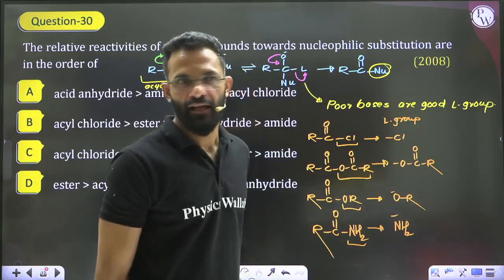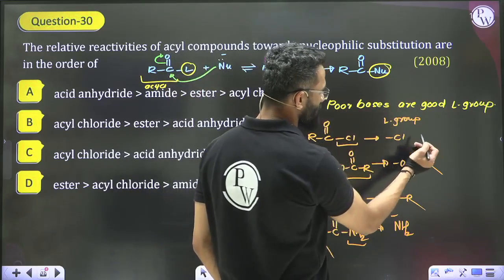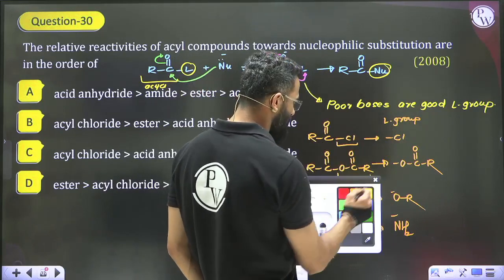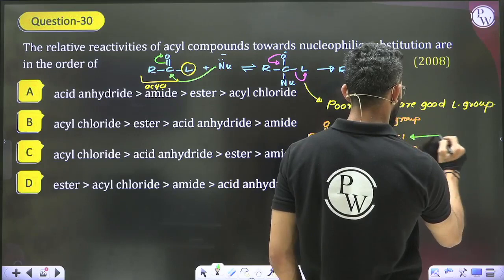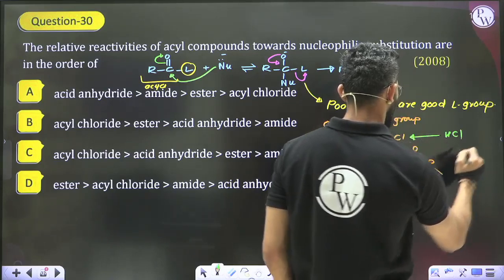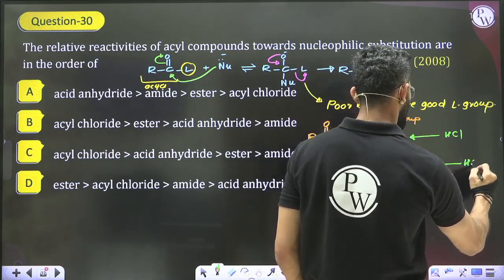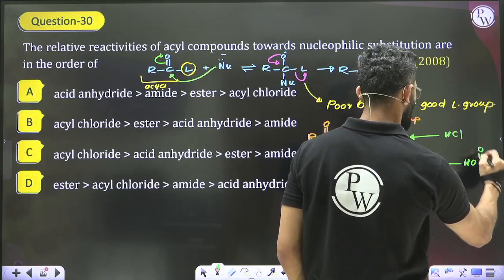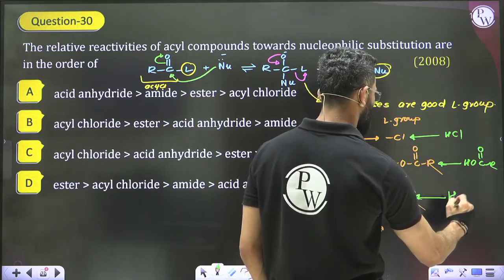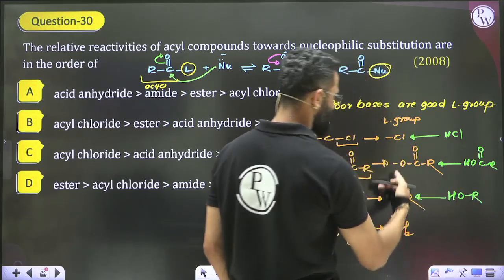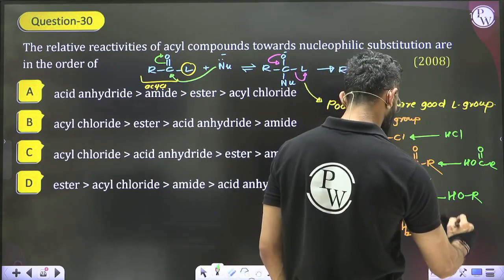Now, out of these leaving groups, whichever is a better leaving group will have a faster rate of reaction. And we know that poor bases are good leaving groups. So poor bases are always obtained from a strong acid. So we have to find out the corresponding acid first. Cl minus is the conjugate base of HCl. RCOO minus is the conjugate base of RCOOH. RO minus is the conjugate base of alcohol. See, I'm just adding H plus to this anion. NH2 minus is the conjugate base of ammonia.